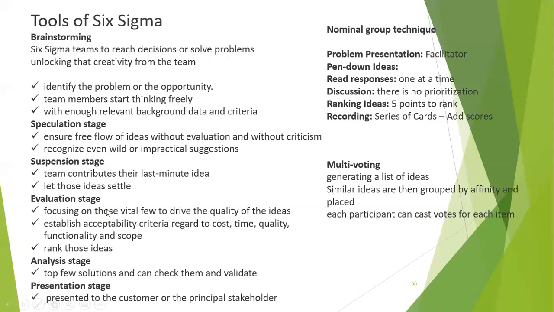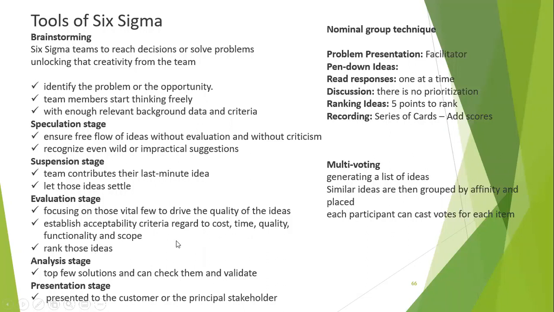And the second thing is the evaluation stage. We collected all these ideas, then focus on those vital few and drive the quality of those ideas. Here we are going to evaluate whether the ideas are good or bad. And establish the feasibility of cost, time, quality. These are the things we need to calculate. For example, for a particular idea, what is the cost of that idea, what is the time it requires, and what is the quality it is going to bring in, and rank those ideas.